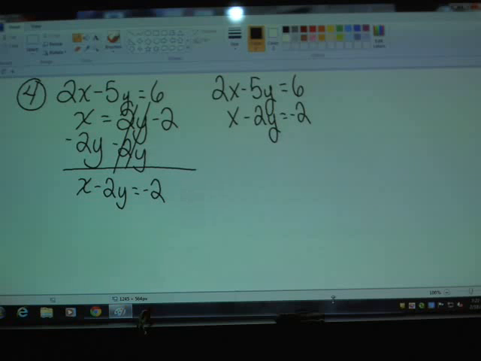You've got 2x minus 5y equals 6. You've got x minus 2y equals negative 2. You could, if you wanted to, multiply the whole top line by 2, which is me multiplying each element by 2. And I would end up with 4x minus 10y equals 12.